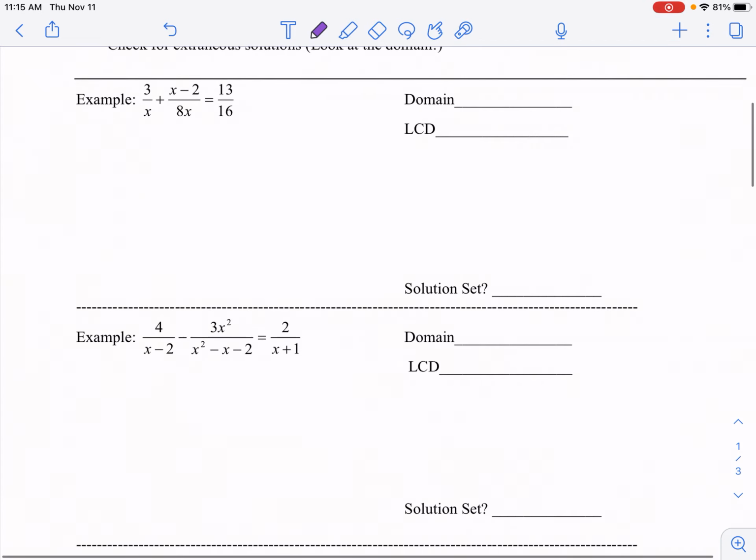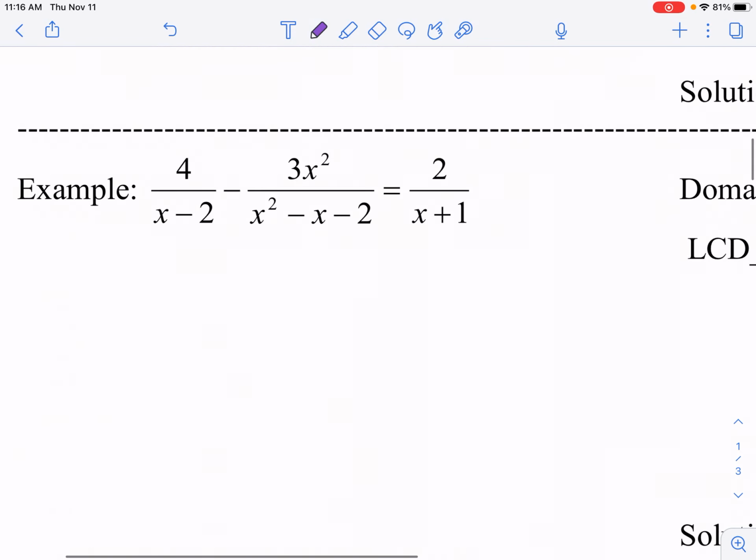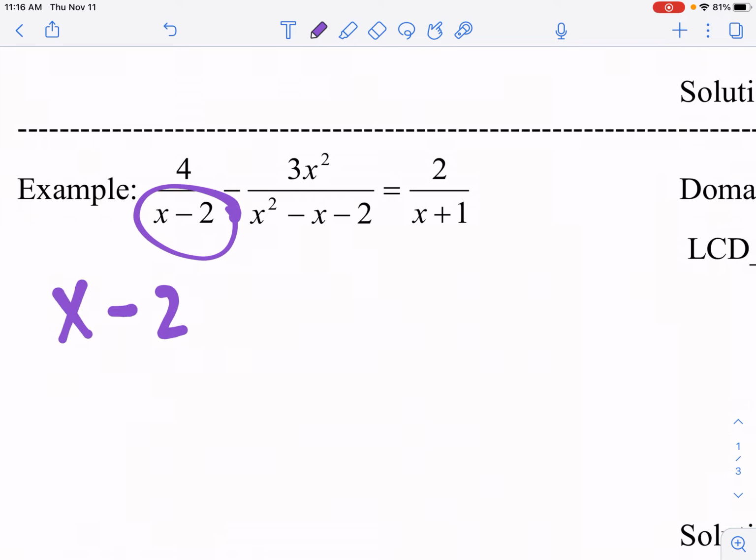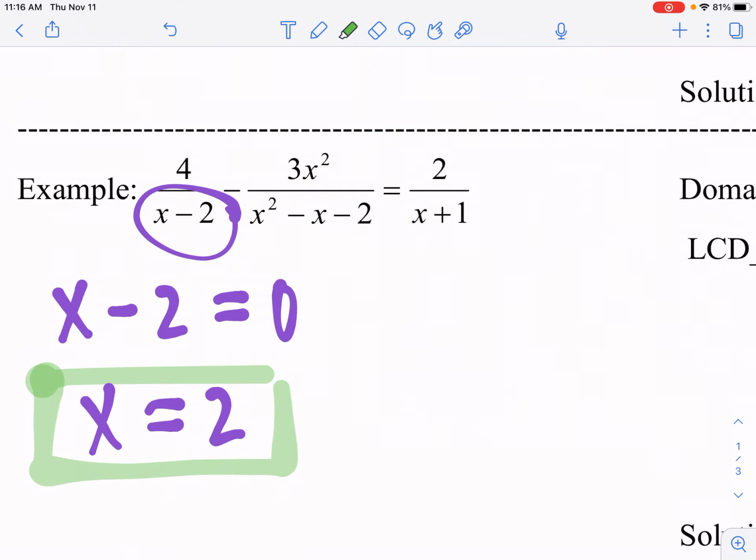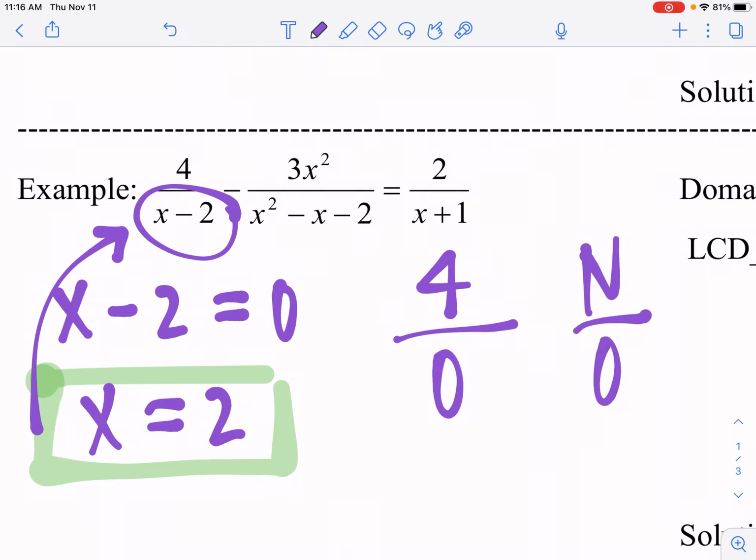I'm going to show you this next example. It's a little easier. For example, if I look at x minus 2, and I'm going to go ahead and solve this for a second. x is equal to 2. When I do this, this will tell me the value for which x cannot be. Here's why that works. Think about it. If I plug 2 back in for x, 2 minus 2 is 0. Having a 0 in the denominator is not okay. If you put 4 divided by 0 in your calculator, you're going to get an error.